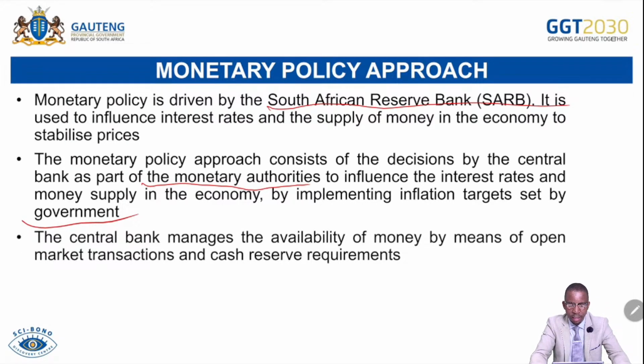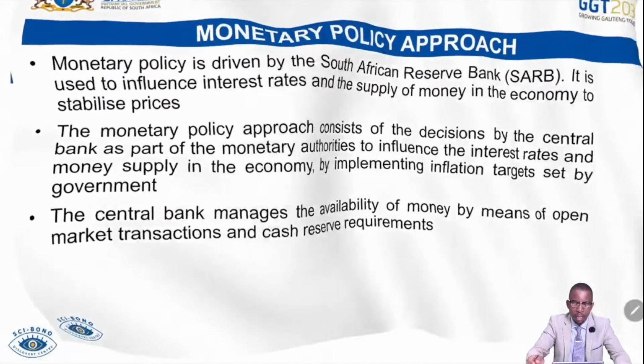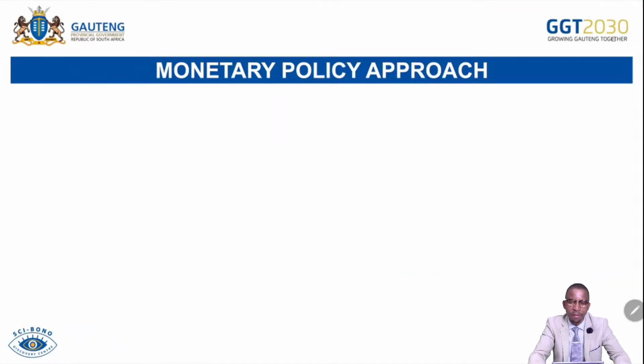Central bank manages the availability of money by means of open market transactions and cash reserve requirements. So the central bank ensures that it manages the availability of money. If there's more money, it collects money from circulation by increasing the repo rate so that there will be less credit available in the economy, and by also increasing the cash reserve to increase the vault cash or vault money.